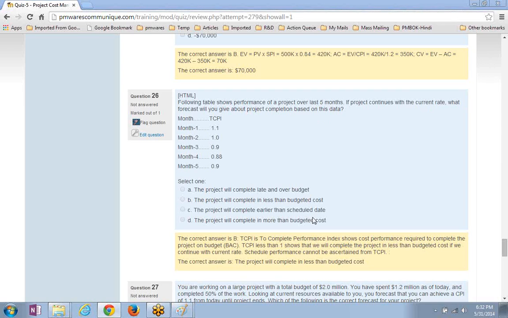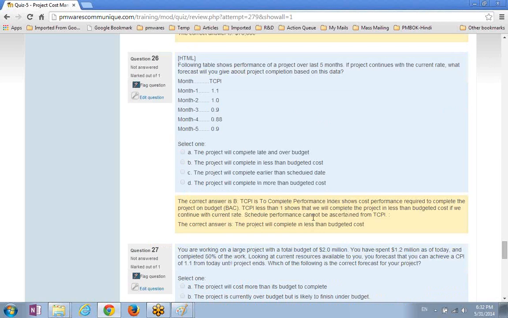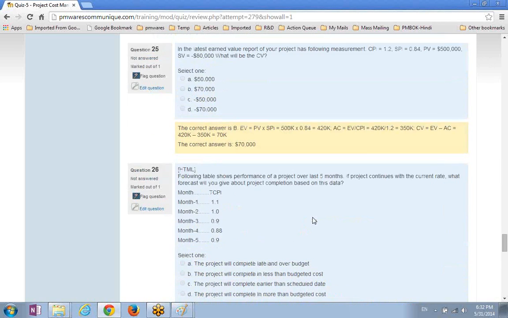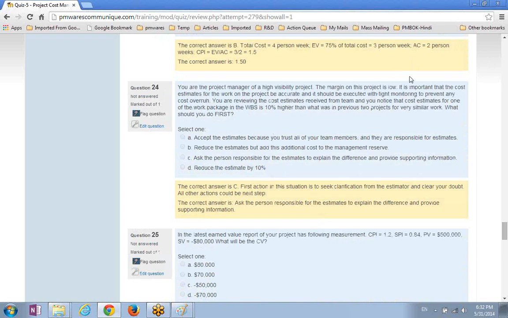Any other one? No. Okay. Any other topic? No. I think cost management itself gave me a lot of trouble. Most challenging. I got only 14 correct answers. Last question.